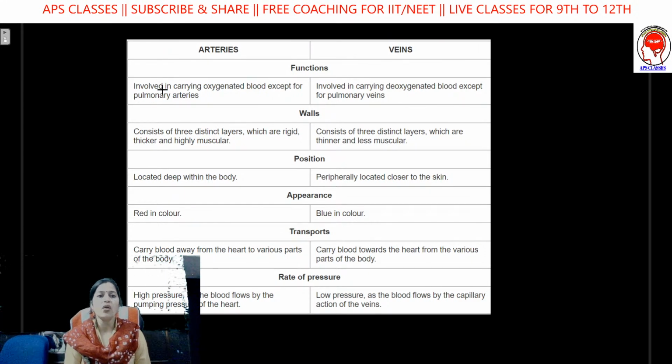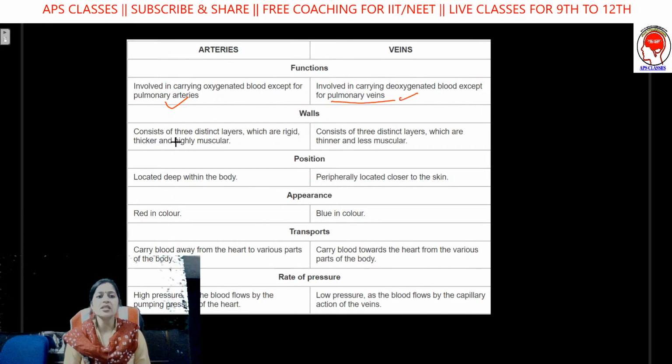First is involved in carrying oxygenated blood except for pulmonary arteries. Arteries specially carry oxygenated blood except for the pulmonary arteries. Veins are involved in carrying deoxygenated blood. The main role of the veins is that they carry the deoxygenated blood except for the pulmonary veins.